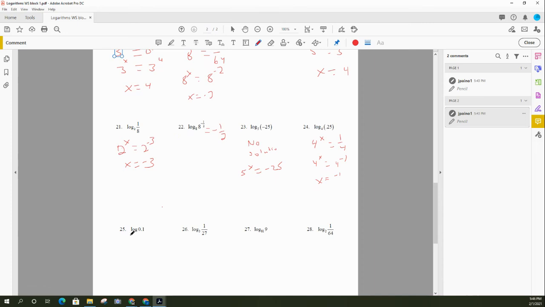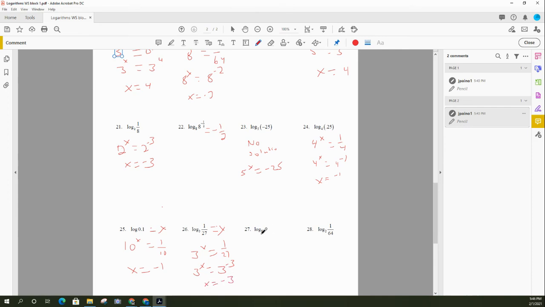All right, and now remember when there's no base there, it's the common log, that's base 10. So that's saying 10 to the what power equals 0.1. 0.1 is just 1/10. And so again, that's going to be negative 1. 3 to the what power equals 1 over 27. 27 is 3 cubed, so that's 3 to the negative third. So x equals negative 3.